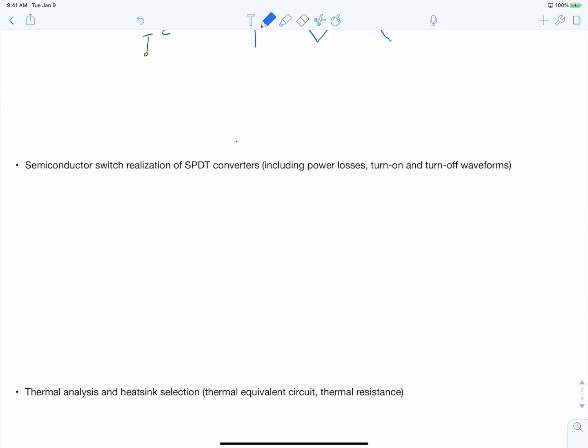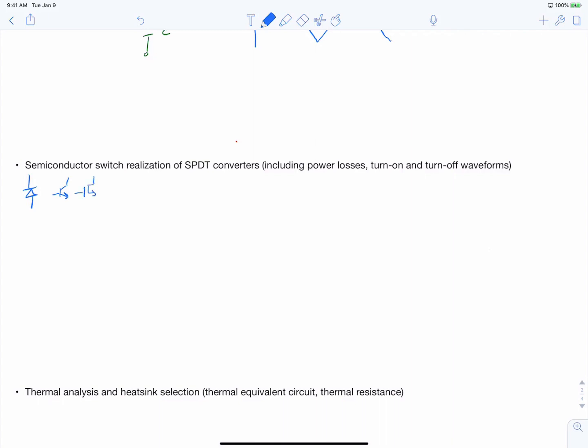So we've also talked about the semiconductor switch realization of single pole double throw converters. I talked about this a couple bullet points ago when I mentioned the single pole double throw converter primitive, but now I want to highlight our calculations of power losses and the turn-on, turn-off waveforms of these devices. So when we're talking about semiconductors, we're specifically talking about diodes and the transistor, whether it's a BJT or a MOSFET.